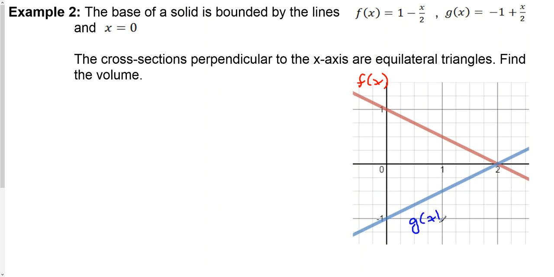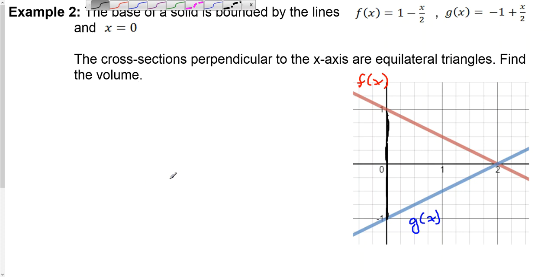Okay. And of course, it's also bounded by, they say x equals 0. That's just telling us that we're only starting here at the y-axis. So that's x equals 0 right in here. Okay. So our base is this little triangle enclosed by these three lines here. Now, the cross sections, so we've got a nice picture of our base here. What about our cross sections?